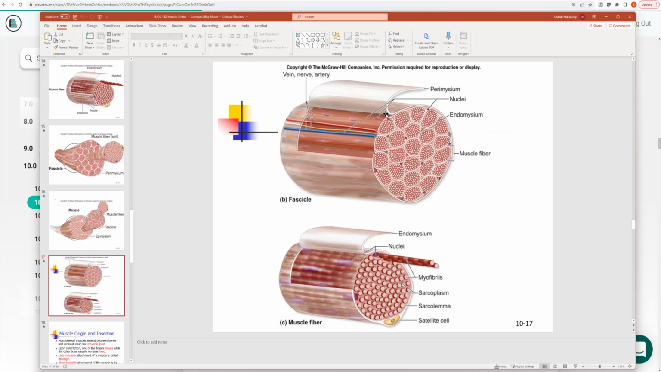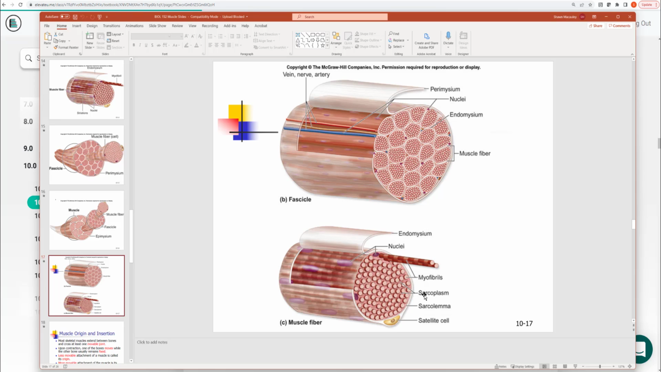If this was not labeled as a fascicle, how would you know what this is? Because it's labeled up here as perimysium, you know that this layer is surrounding a fascicle. And then down here, if this didn't say muscle fiber, how would you know that this was a muscle fiber? A few things. One, the endomysium is labeled as the connective tissue layer around the cell itself, and then those myofibrils are sticking out here.